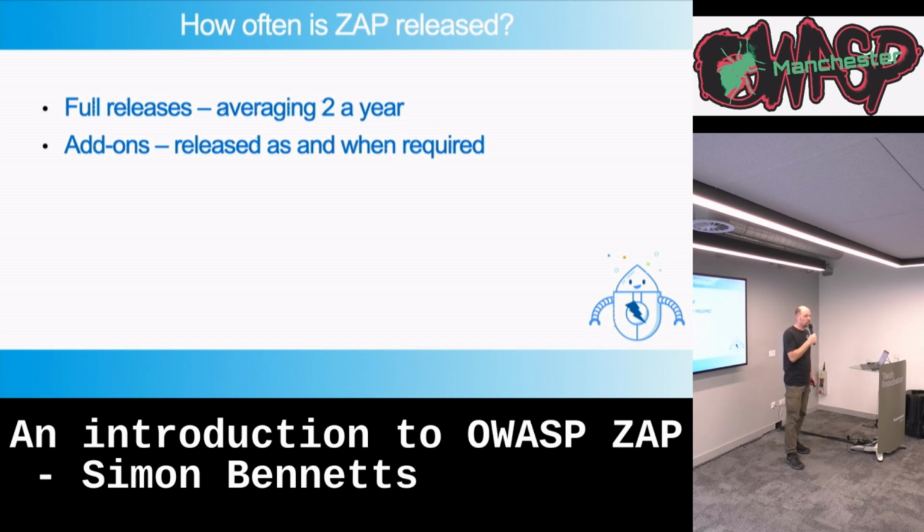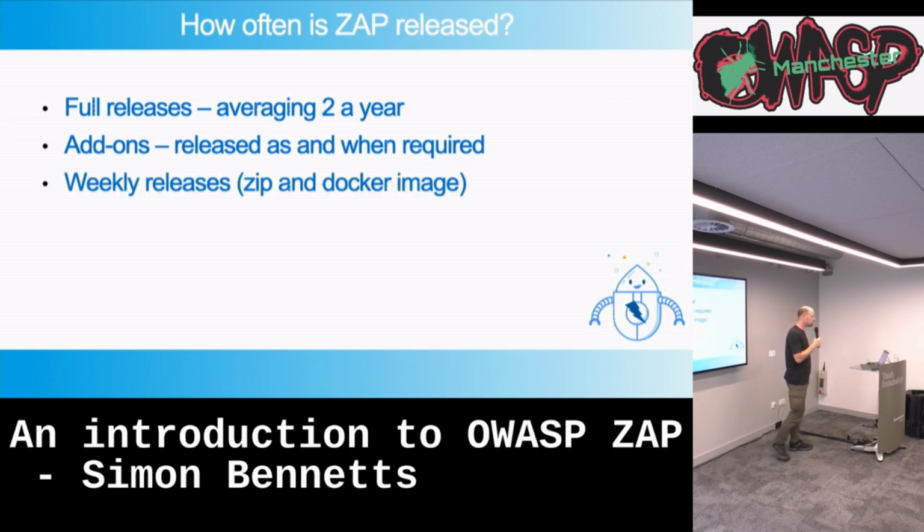If there's a problem with the core, it's every 2 years unless it's a really serious problem. We also do weekly releases. They're available as zip and Docker images. And we also have a daily Docker image. So you can just download that and play around. And so if you want to see the latest fixes in the core, then you can get it that way.